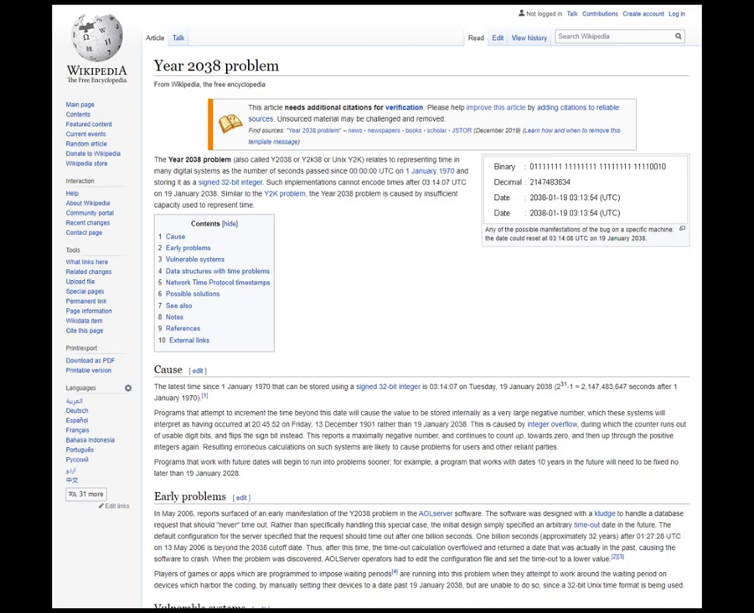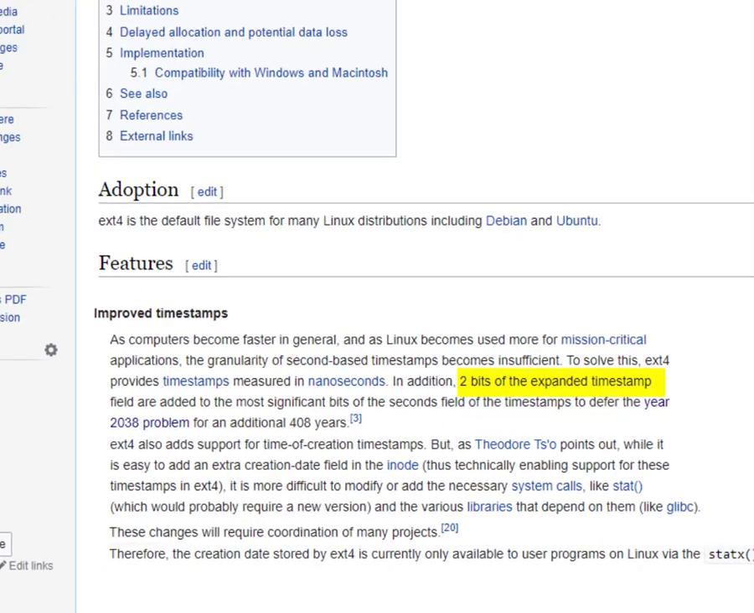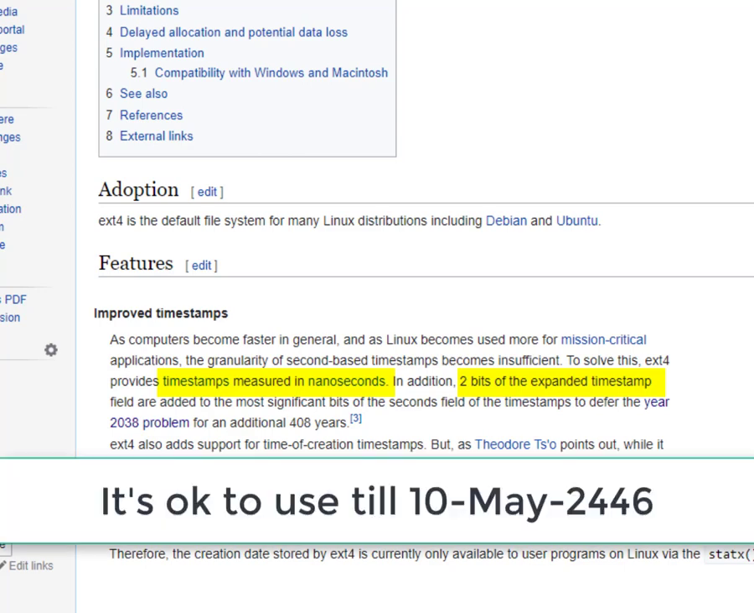The successor to ext3, which is ext4, addresses this problem by adding 2 more bits to the timestamp, and it has also moved to storing timestamps with nanosecond accuracy. So with ext4, the problem has moved from the year 2038 to the year 2446. So basically that's postponing it by another 408 years. So ext4 can be used without any issues till the 10th of May 2446.